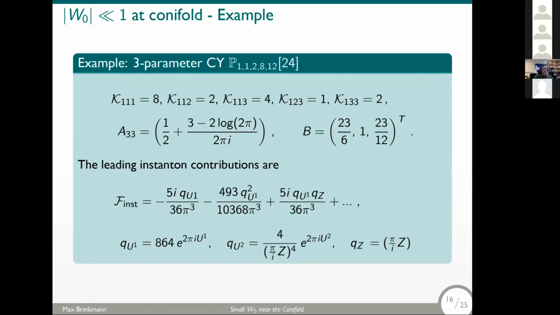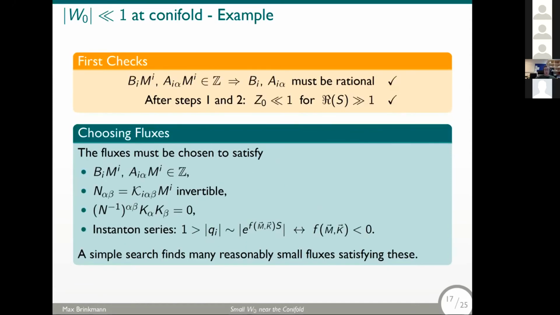Speaking of case by case, let's just look at an example. I will use the 3-parameter Calabi-Yau that Lorenz introduced here. I have written the superpotential in a slightly different form. Here, the first block determines the perturbative prepotential, and the leading instanton contributions are given by this series, where we already see that these Qi are exponentials in the large complex structure moduli and polynomial in the Conifold modulus.